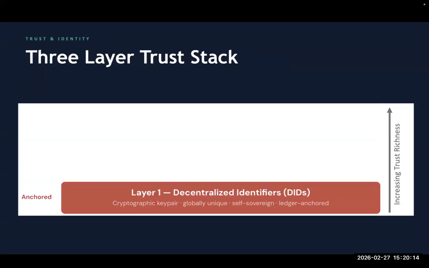So layer one is authentication. And this is the decentralized identifiers, DID. You can think of a DID as being to an agent card what a passport with biometric verification is to a business card, right?